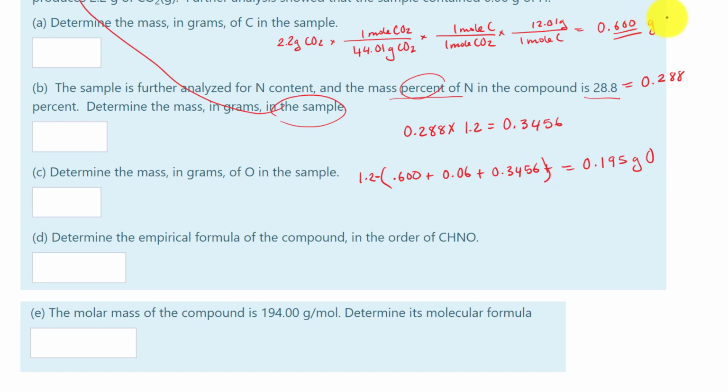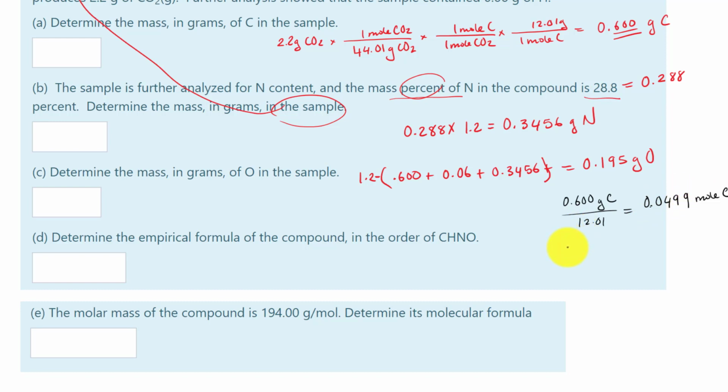We have the mass for each one of them, right? This is grams of carbon, this is grams of nitrogen, and this is grams of oxygen. Now the last step we have to do is, of course, convert them back to mole, and I'm going to use a different color from now on. You already know how to convert to mole. So 0.600 grams of carbon divided by 12.01, and here we have 0.0499. And that is moles of carbon.